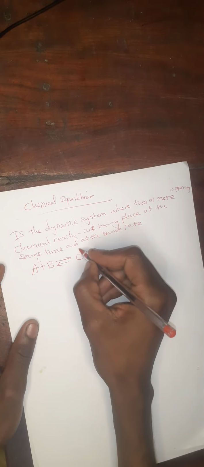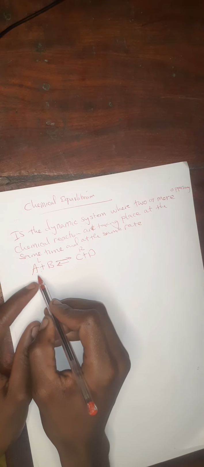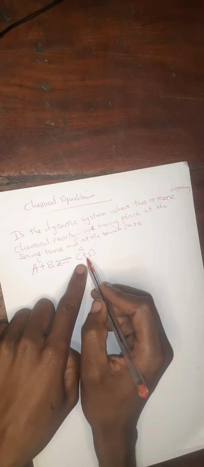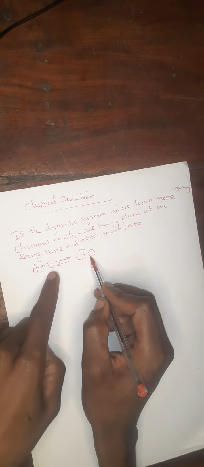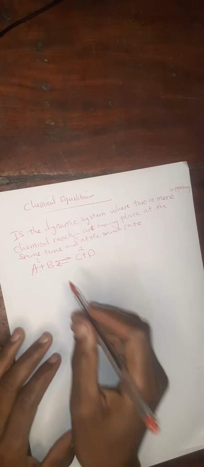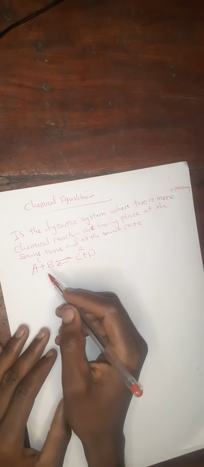So this is the left side of the reaction and this is the right side of the reaction. This is called the forward reaction, where the reactants A and B react. Then this is the reverse reaction, where C and D react to produce A and B. So when talking about chemical equilibrium, we are simply referring to the dynamic system where the forward reaction and the reverse reaction are taking place at the same time and at the same rate. That's what is called chemical equilibrium.